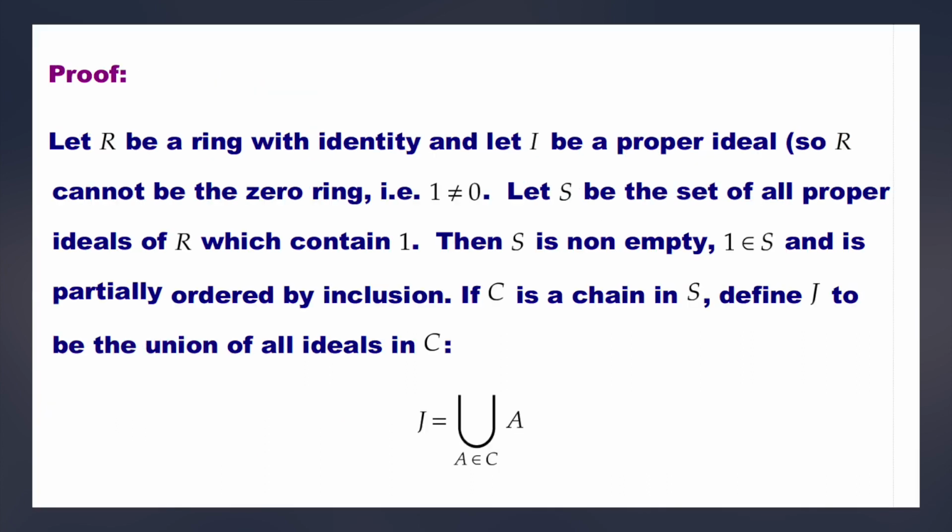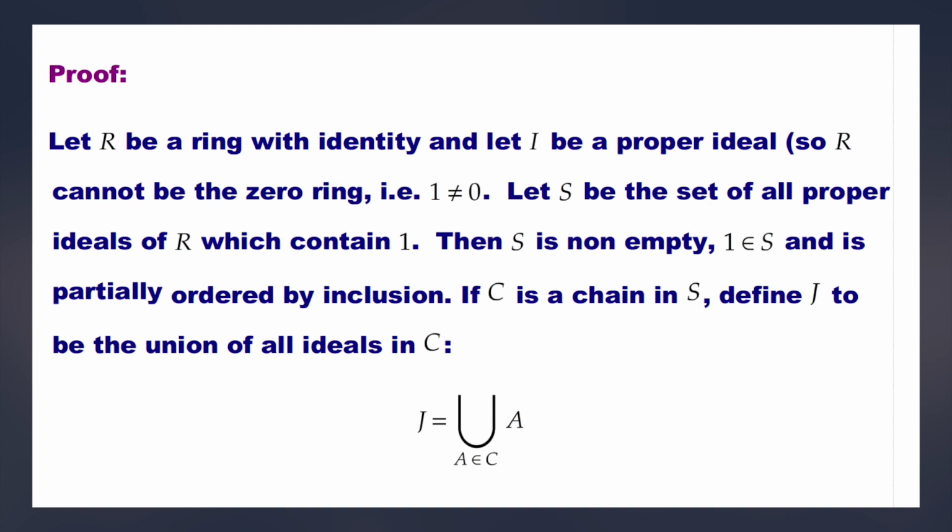The proof: let R be a ring with identity and let I be a proper ideal. So R cannot be the 0 ring, that is, 1 is not equal to 0. Let S be the set of all proper ideals of R which contain I. Then S is non-empty, I belongs to S, and S is partially ordered by inclusion.